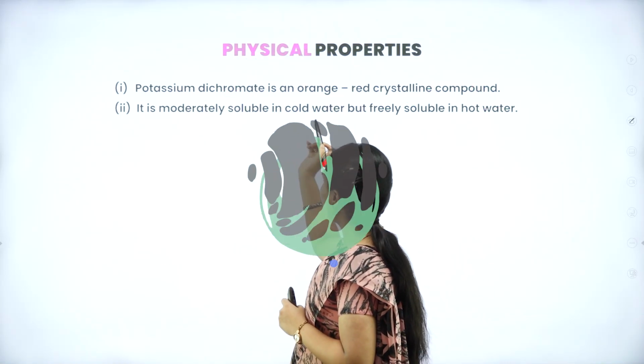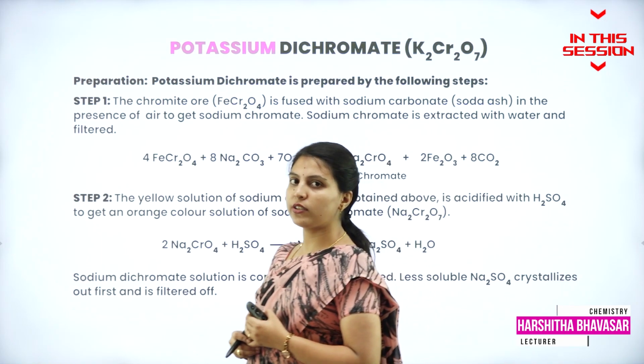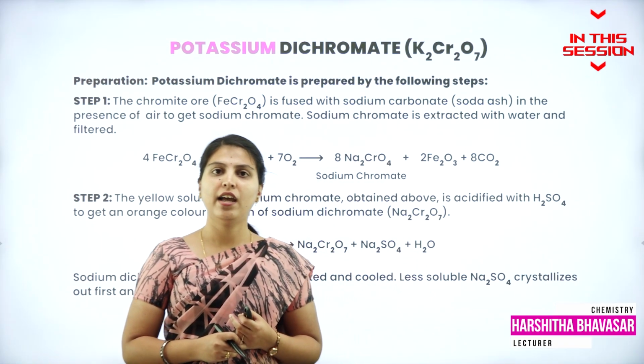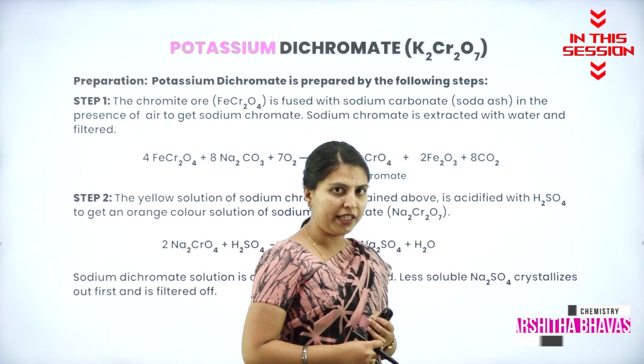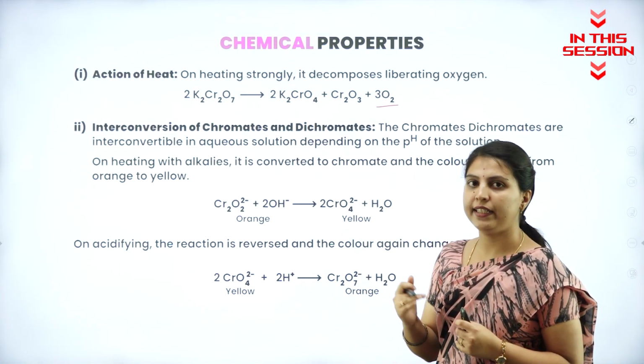It is moderately soluble in cold water but freely soluble in hot water. Amphoteric means those oxides will be having acidic as well as basic nature. Depending upon the pH of solution, chromates and dichromates are interconvertible.